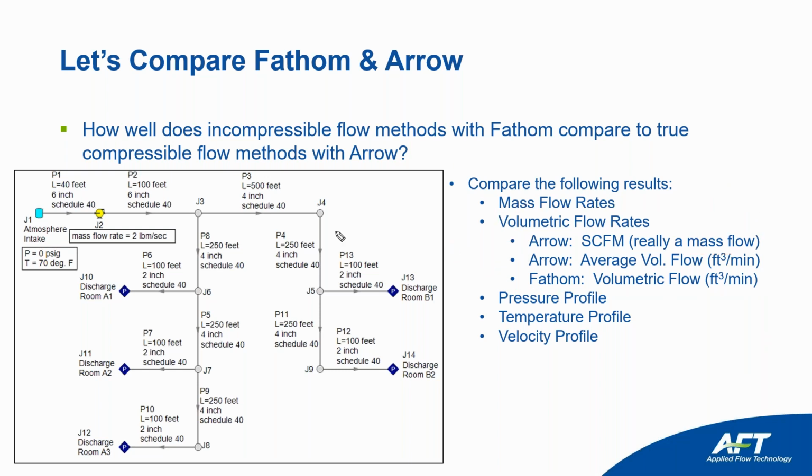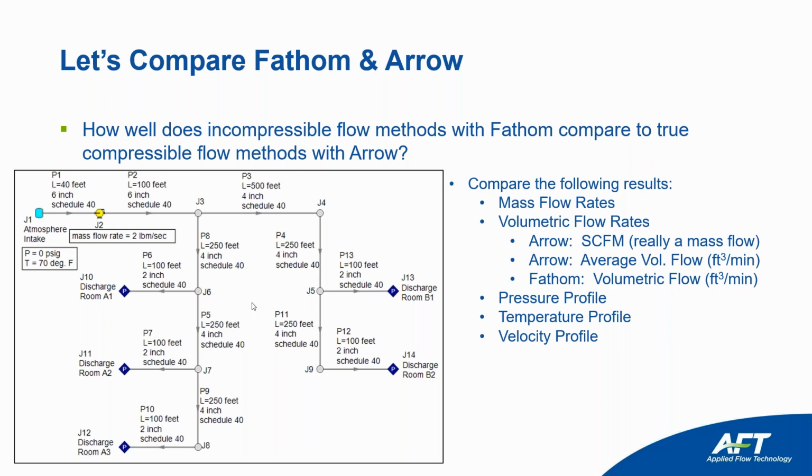And then in Aero, because the velocity and density is changing all throughout the system, the volumetric flow rate actually changes everywhere also. So when you're not dealing with incompressible flow, volumetric flow rate is really not a very useful quantity because it changes. So in Aero, you're going to have a volumetric flow rate at the inlet and then a different volumetric flow rate at the outlet of each pipe. And so what I'm going to compare today is the average volumetric flow rate from the inlet to the outlet, and I'm going to compare that with the volumetric flow rate that is calculated in AFT Fathom.